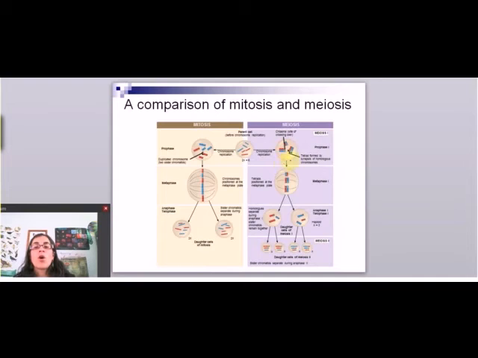So you go from 1 diploid cell to 2 haploid cells at the end of meiosis 1, to 4 haploid cells at the end of meiosis 2. The rest of the processes are very, very similar in meiosis and mitosis.